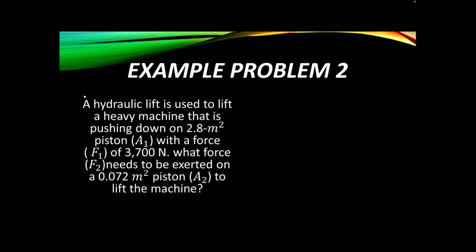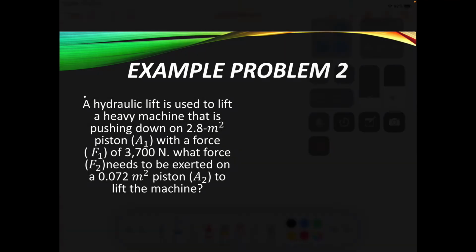So the first problem is, a hydraulic lift is used to lift a heavy machine that is pushing down on a 2.8 meter squared piston, which is your area 1, with a force of 3,700 newtons, which is your force 1. So the question is, what force, so we're figuring out force 2, needs to be exerted on a 0.072 meter squared piston, which is your area 2, to lift the machine. So let's figure out how to do this.